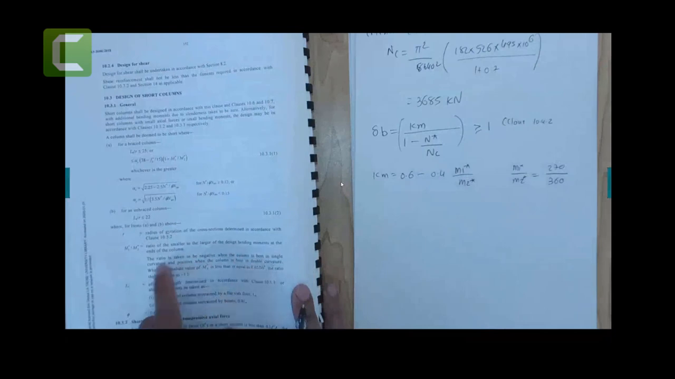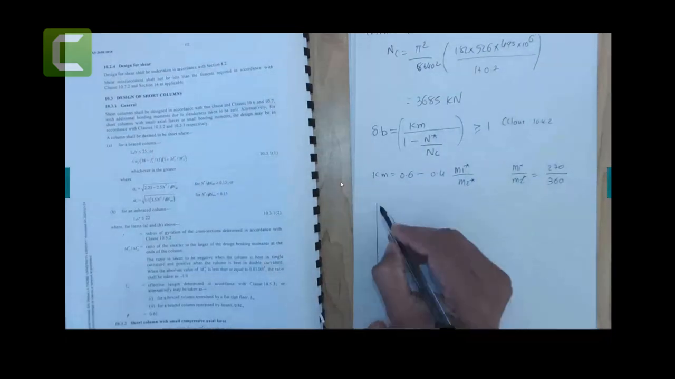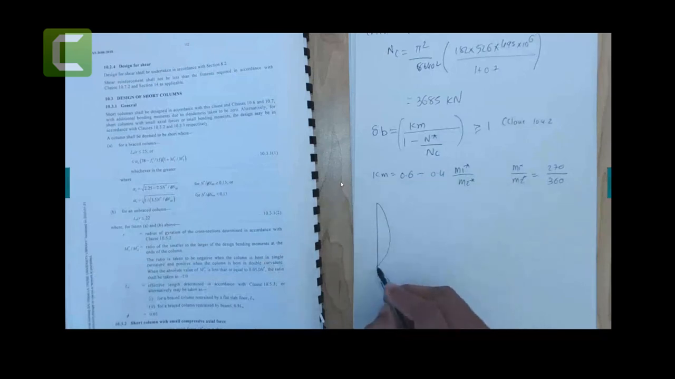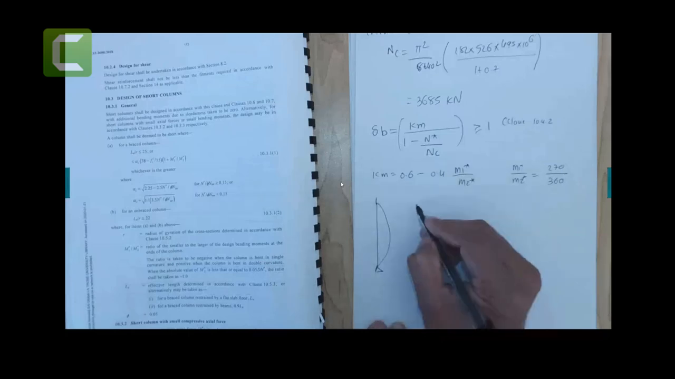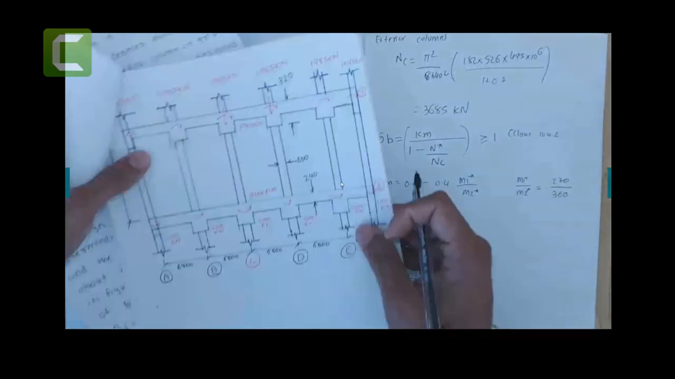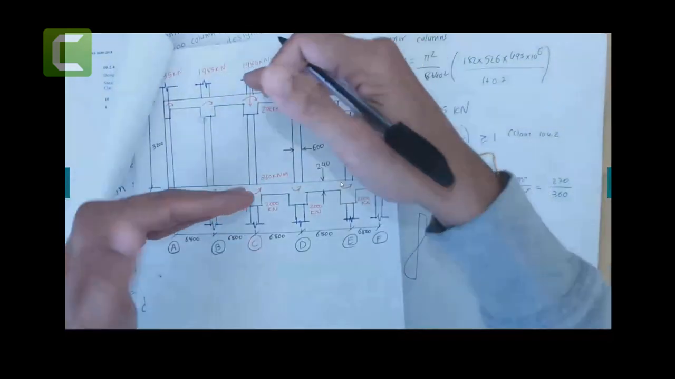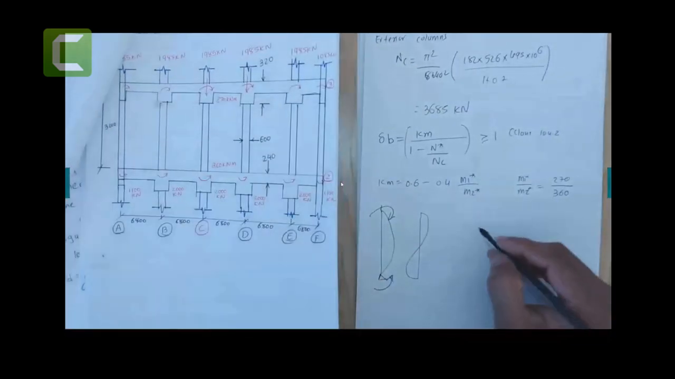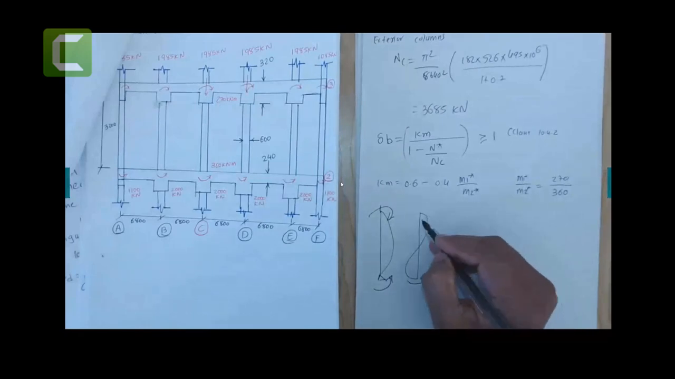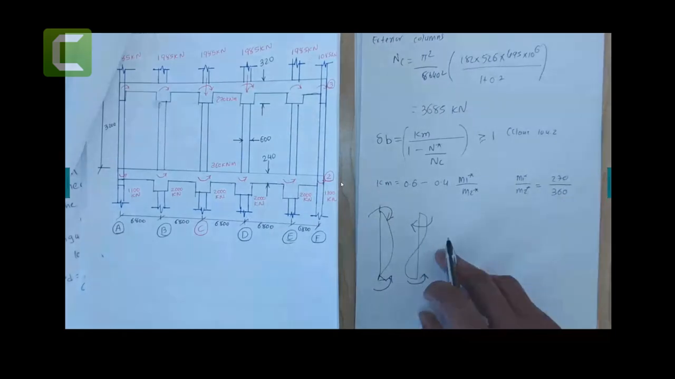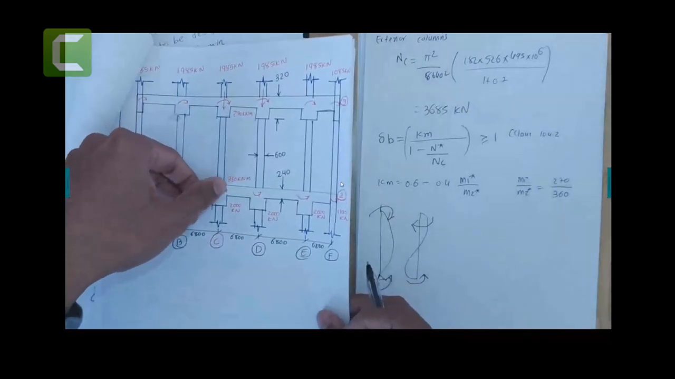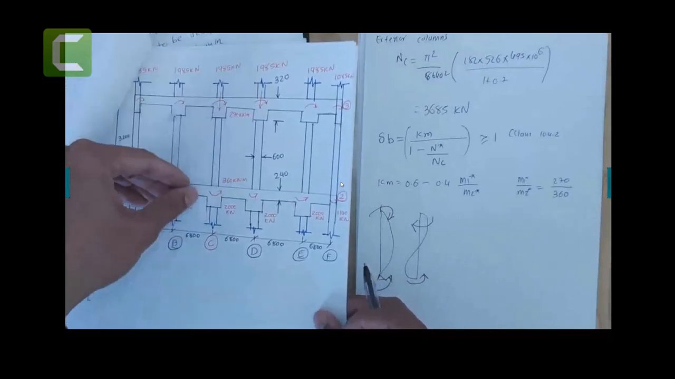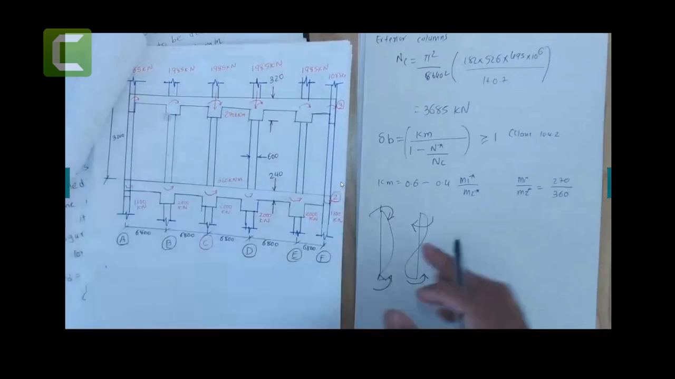Now we have a note given here. It's negative when the column is bent in single curvature. Single curvature means the column is bent in a single direction. Double curvature is given in that format. How do we know whether the column is going to do single or double curvature? Look at the moment direction at the two ends. If they are going in opposite directions, then you will have single curvature. If I have a moment going in this direction and another one also going in the same direction, you will have double curvature. So look at the directions given to you, that will push the column into single curvature. If they go in the same direction, you will have double curvature.